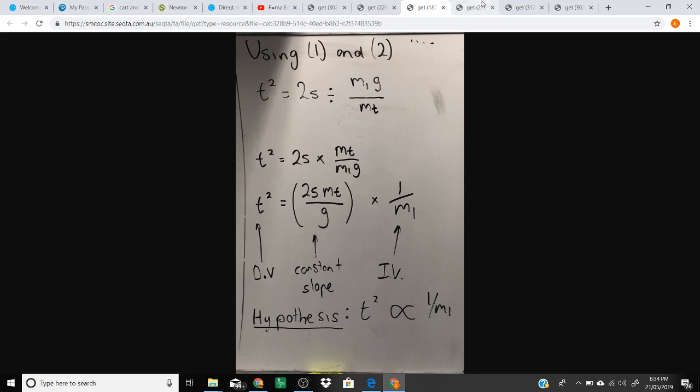Now, let's go through the method. I wrote up a brief method, but then I let students determine how they're going to go about this. I kind of let people loose on this, and we're going to use this also to explain errors because there were a lot of them.